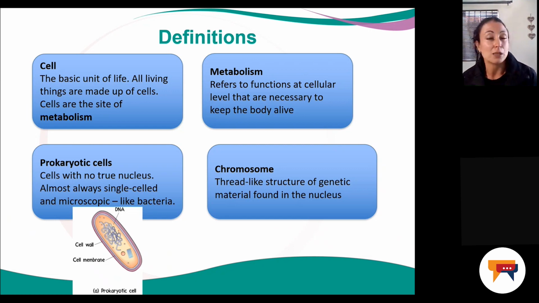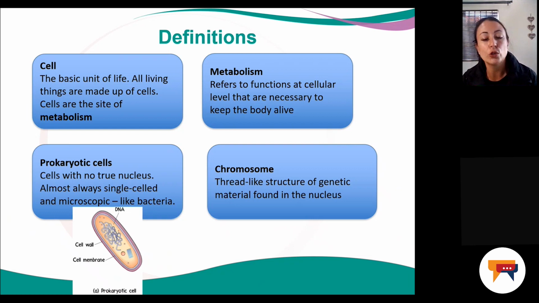Then our next definition is prokaryotic cells. Now, I've put this separate to eukaryotic cells, even though they are opposite to each other. We study eukaryotic cells, the other cells, a lot more in detail. The reason that we do this is because prokaryotic cells are very, very simple cells. They are cells with no true nucleus, and they are almost always single-celled, like bacteria, and they can be microscopic. You can see it in the picture on the slide.